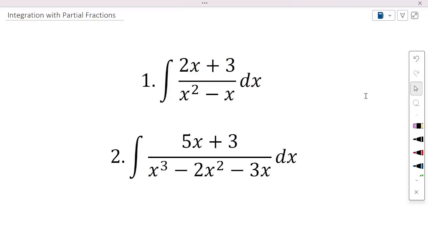So for this video, I'll be going over integration with partial fractions. Normally it would take place when we have polynomials in the fractions, both in the numerator and the denominator. But let's just go over all of this one by one. So these are obviously the two questions I'm going to be going over in this video.